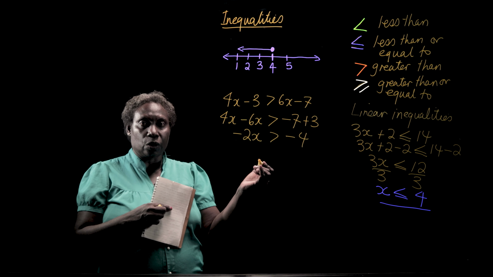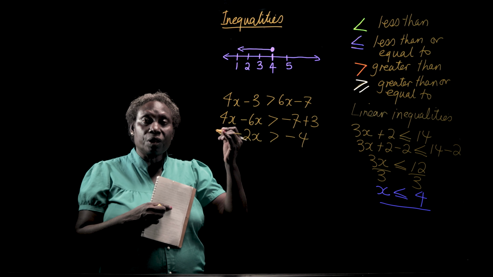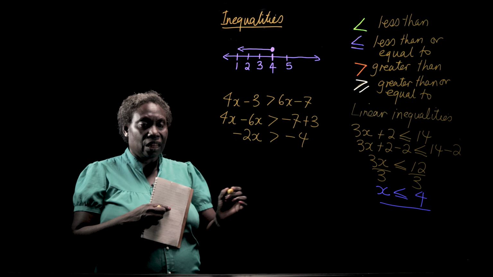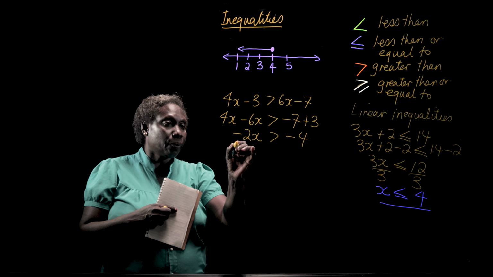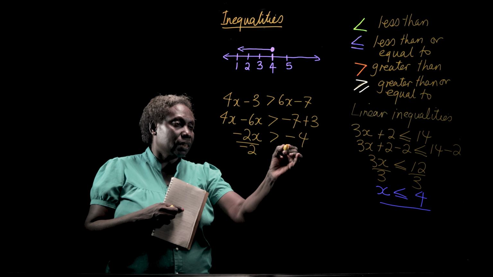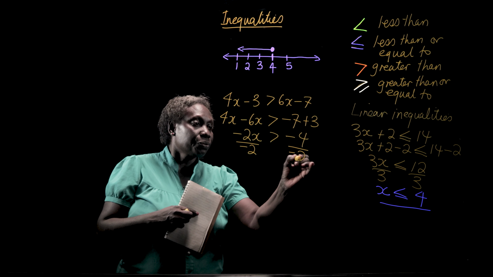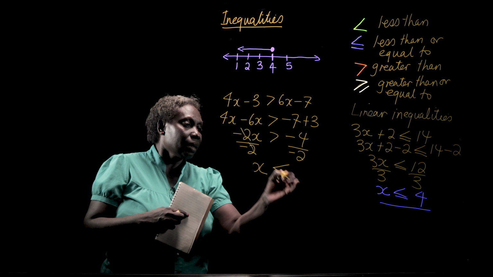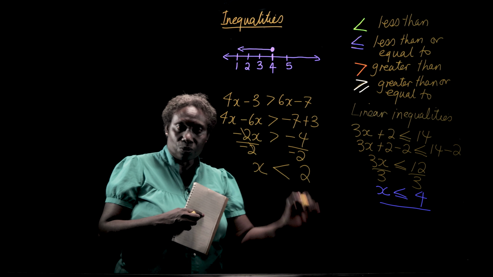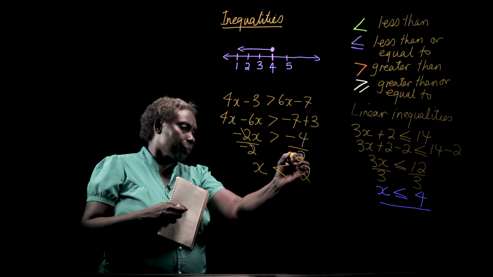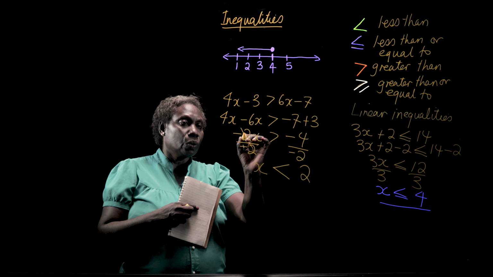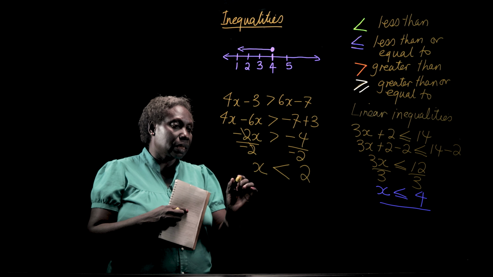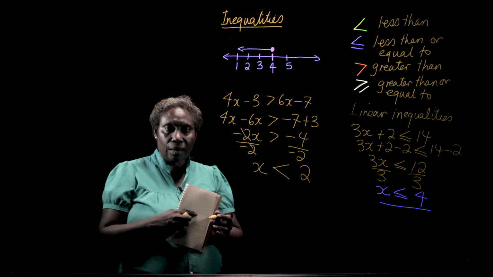But when we are solving inequalities, when I multiply or divide by a negative number, my inequality symbol will reverse. Since I am going to divide by negative 2, this inequality symbol now will reverse. So this cancels out, and my x will be less than 2. Negative 4 divided by negative 2 is positive 2, and negative 2x divided by negative 2 is x. So my solution is now x is less than 2.